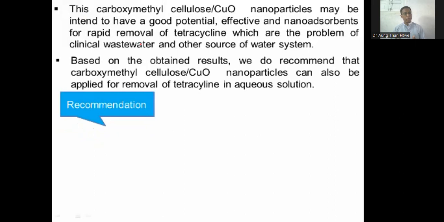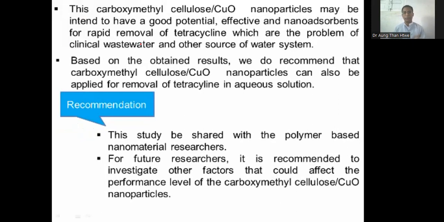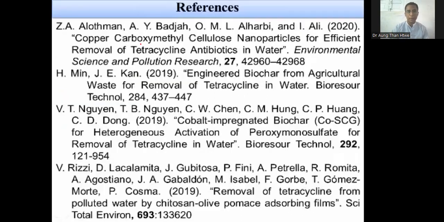And now, my recommendation for my research topic is that this study be shared with polymer-based nanomaterial researchers. For future researchers, it is recommended to investigate other factors that could affect the carboxymethyl cellulose CuO nanoparticle. These are some references for my presentation today.